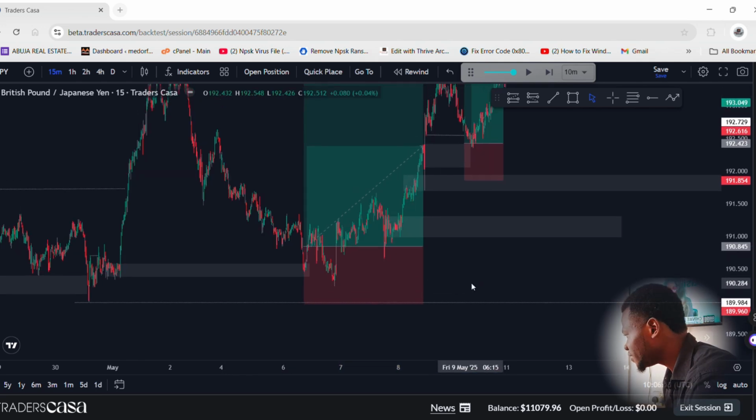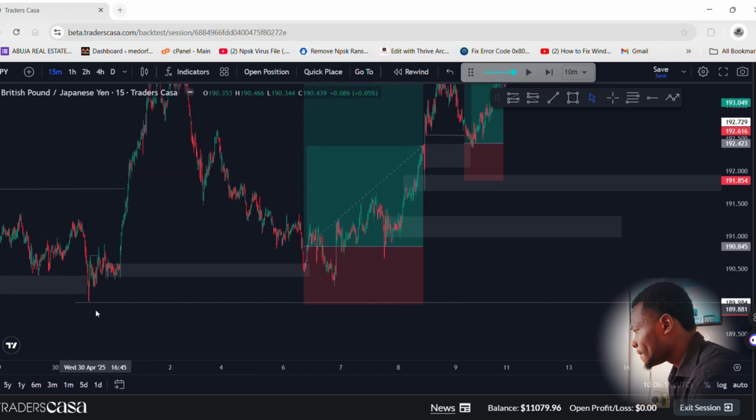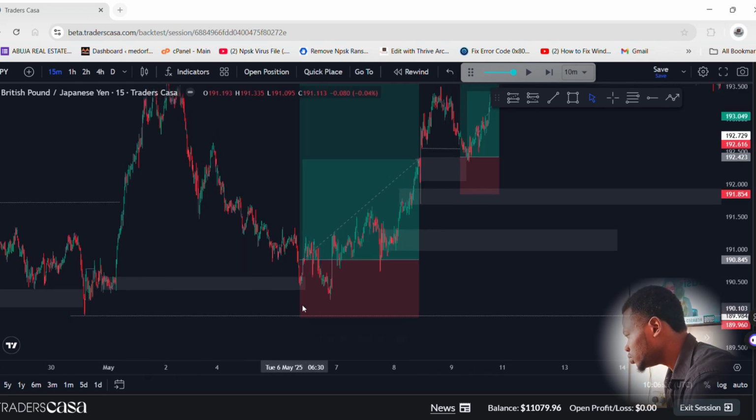You understand? Some people call it protected low. So this low now, I don't call it protected low because it's not like protected. The price can still come back and hit your SL and still go against you or go in your favor. So this low now is where price cannot come and take.